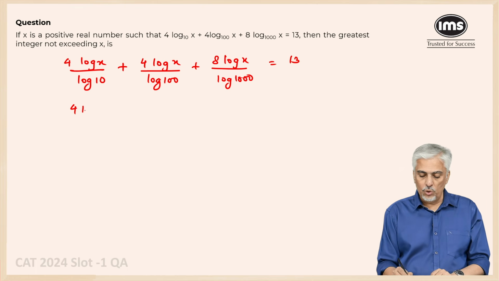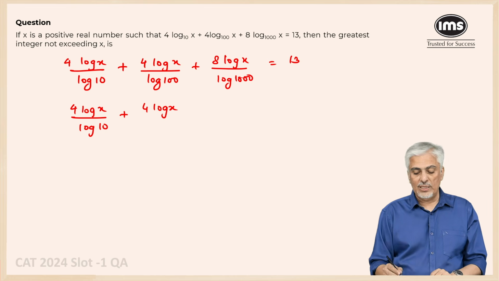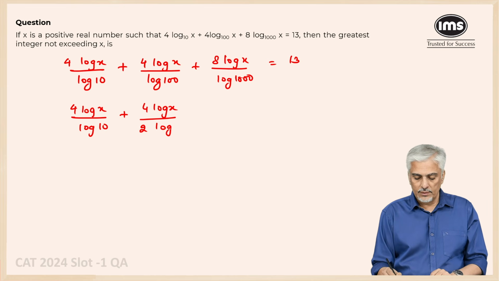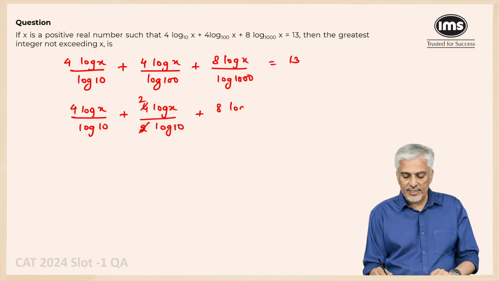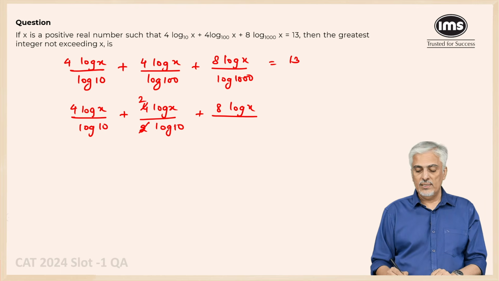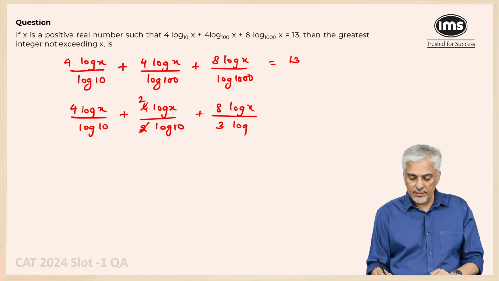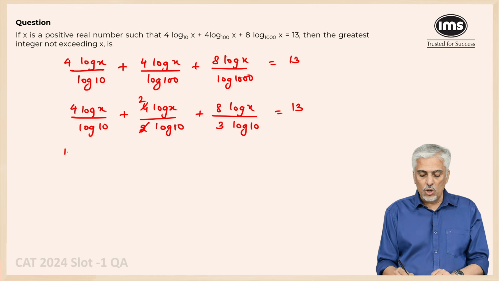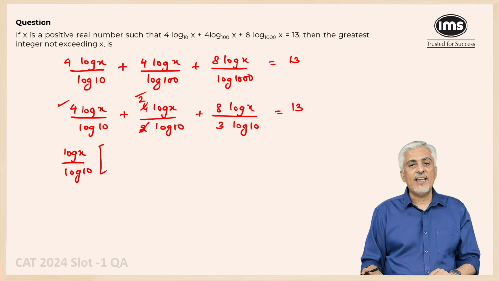So here we have 4 log x upon log 10, plus 4 log x upon log 100, which is log 10 square. That will become 2 log 10. So 2 cuts over here, plus 8 log x upon log 1000. That is 3 log 10 because 1000 is 10 cube. So 3 log 10 is 13. Log x upon log 10 common. You are left with 4 plus 2, 6. 6 plus 8 by 3.